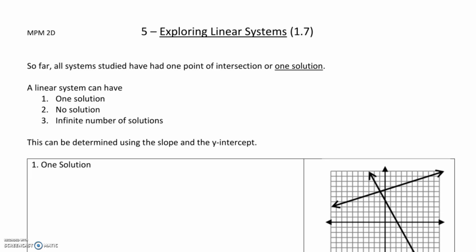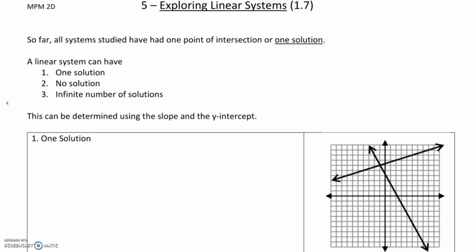This is lesson 5, and we're going to be exploring linear systems. So far, all the systems we've studied have had one point of intersection or one solution. But in fact, a linear system can have one solution, no solution, or an infinite number of solutions. And you can determine this using the slope and y-intercept without having to graph the line. Before we get to that, let's give ourselves a visual.